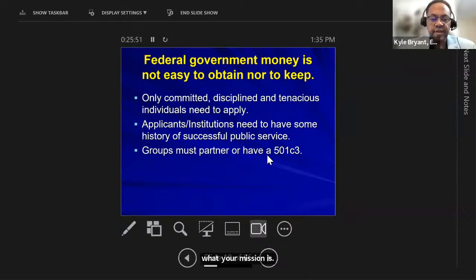When I talk about applicants or institutions having some history of successful public service, document what you've been doing. You just don't start from nowhere with an idea that you want to do something good in the community. If you haven't documented history, just talk about who you've talked to in the community and say what brought you to this point of wanting to engage and actually become an official nonprofit organization to supply this need.